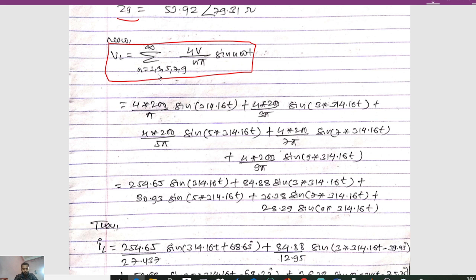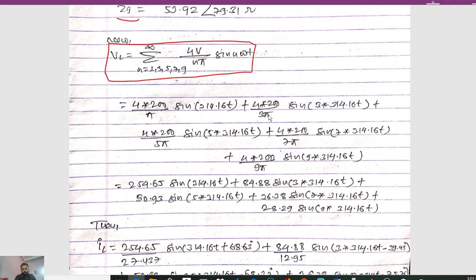So n equals 1, 3, 5, 7 and 9 up to infinity. And here we have 4V upon n pi and sin n omega t. So 4V upon pi we will take common, so 4 into V, and the value of V is 200 given, upon pi, and sin for n equals 1 it will be 314.160.